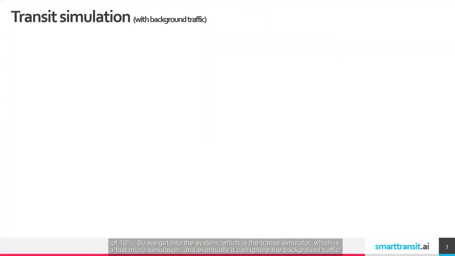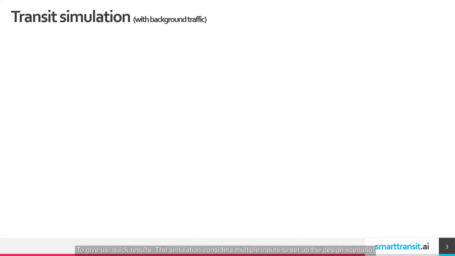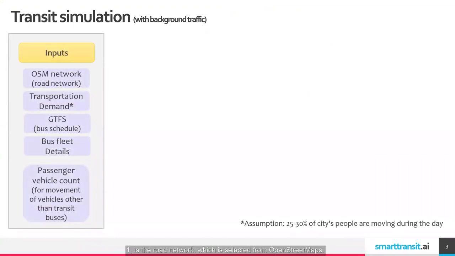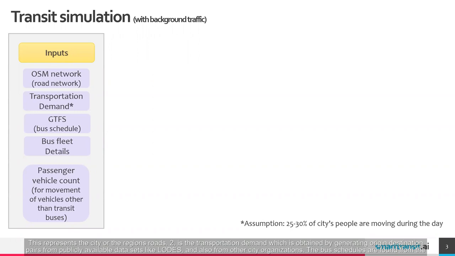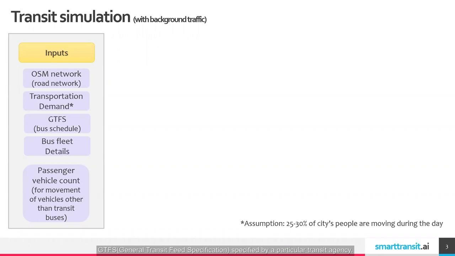So we get into the system, which is the transit simulator, which is a fast microsimulation, and it can ignore the background traffic to give us quick results. The simulation considers multiple inputs to set up the desired scenario. Number one is the road network, which is selected from OpenStreetMap, which represents the city or the region's roads. Two is the transportation demand, which is obtained by generating origin-destination pairs from publicly available data sets like LODES and also from other city organizations. The bus schedules are found from the GTFS specified by a particular transit agency.